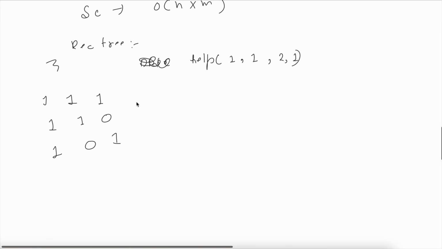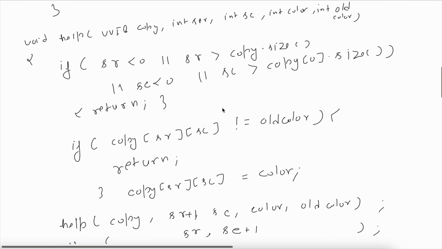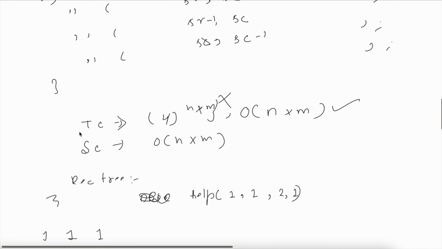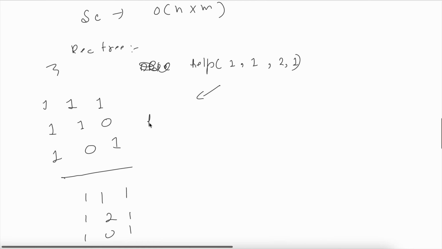Now we will update this. This will become 1 1 2 1 1 0 1. We update it. Now we will call the recursion, this step, this one first, SR plus 1. So this will call help. In this step this got updated, now we call SR plus 1, which is 1 plus 1 is 2 here.